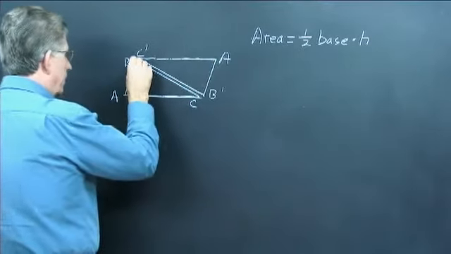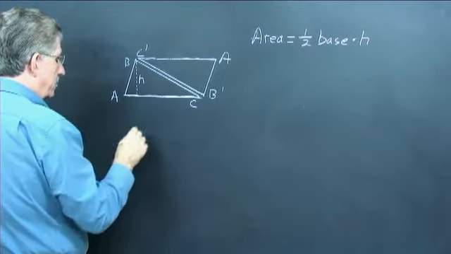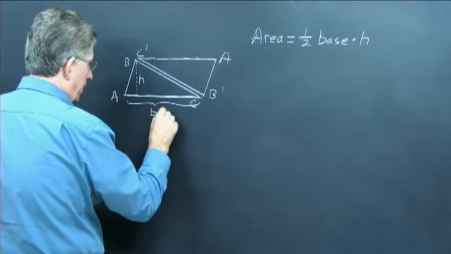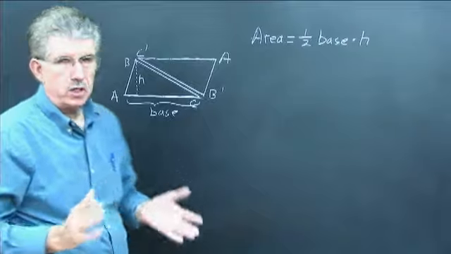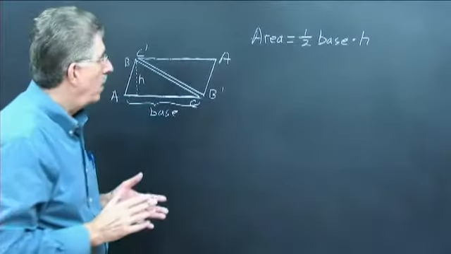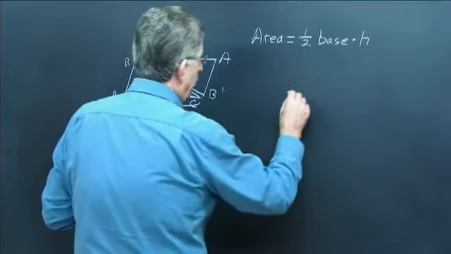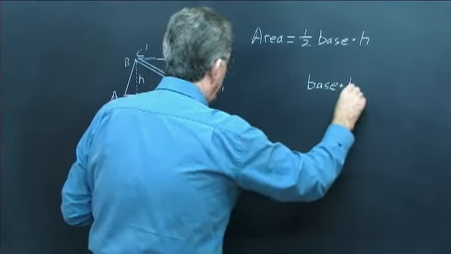Now let's come back in here and dot in a line right here, and let's say that's the height of that triangle, and let's say that this is the base of that triangle. Now when I put the two triangles together, can you see that it makes a parallelogram? Well, we already know the area of a parallelogram. The area of a parallelogram is its base times its height.